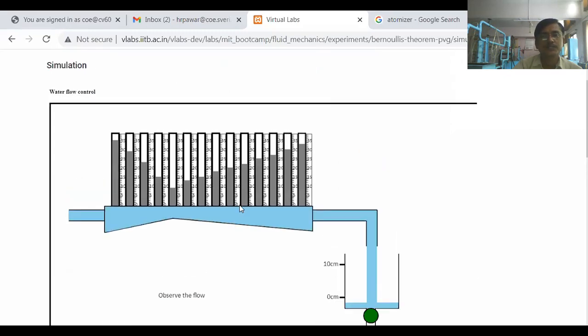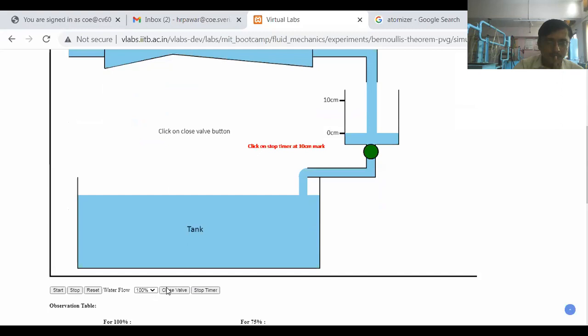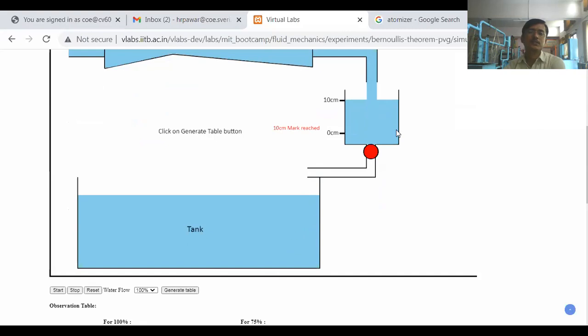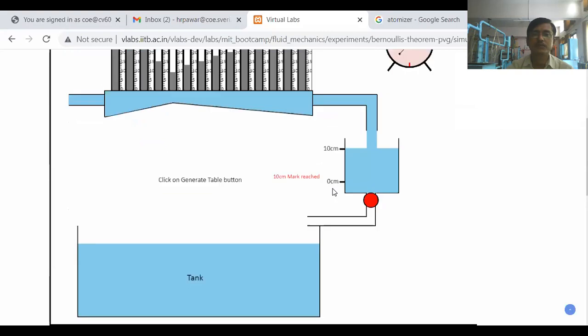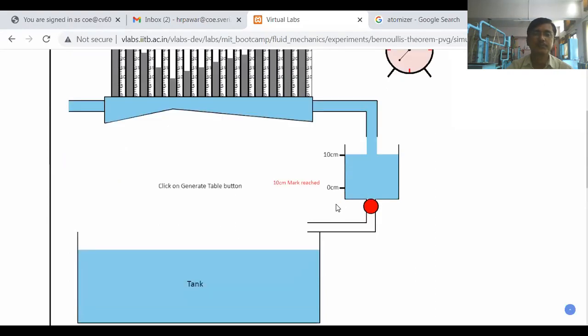You can see here there is a rise in manometric fluid, this pressure gauge. Now I will close the valve. Stop. Now exactly at 10 centimeter, I have stopped this valve. I have stopped the motor, or pump. Or timing here, we have set the time. You can see here that pointer or this second hand has moved from 12 up to this point. Means it has measured the time.